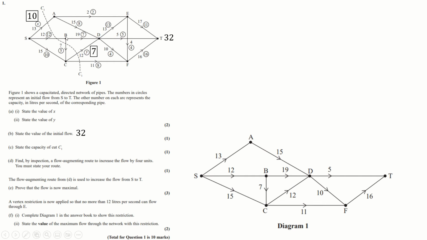BC flows outwards. It goes from the right to the left of the cut, essentially. So we do not have this number, but we do add this one. And this one, so that's going to be 13 plus 12 plus 12 plus 11, which will be 48.